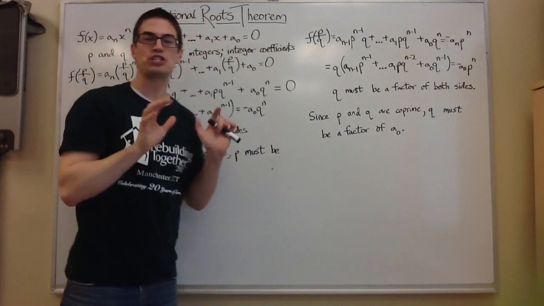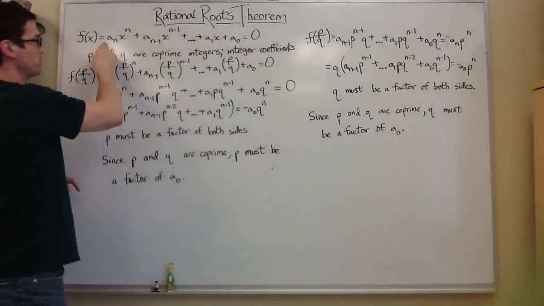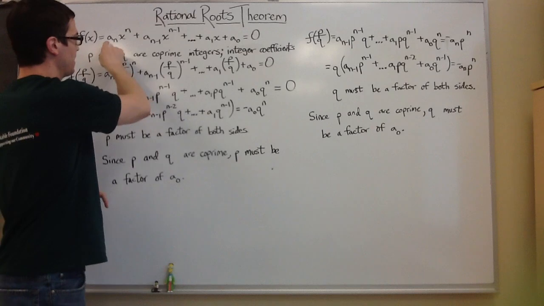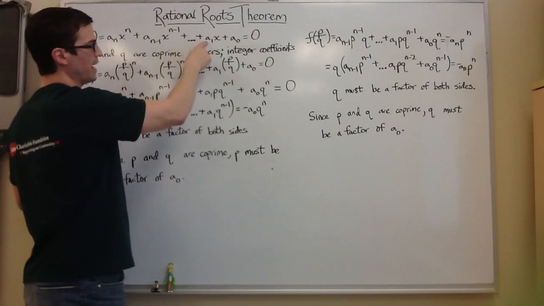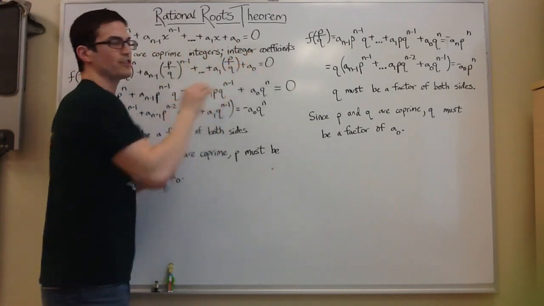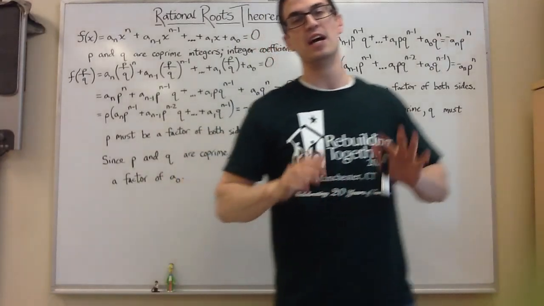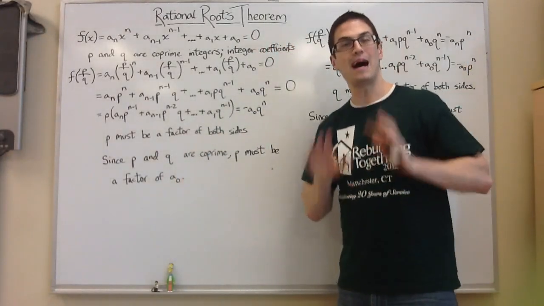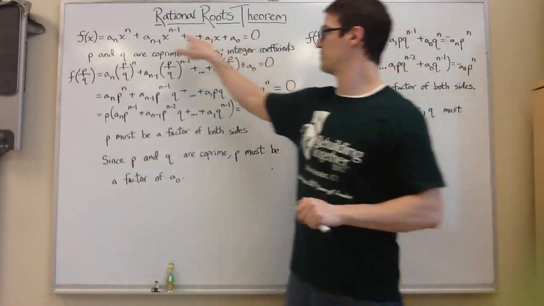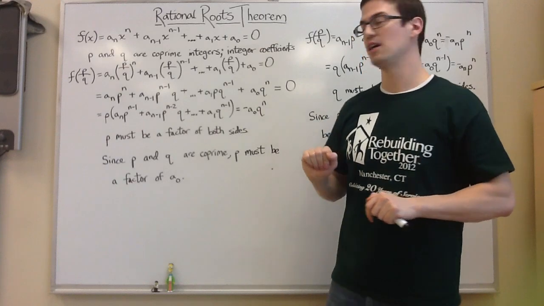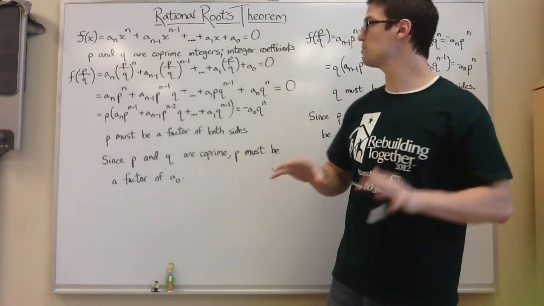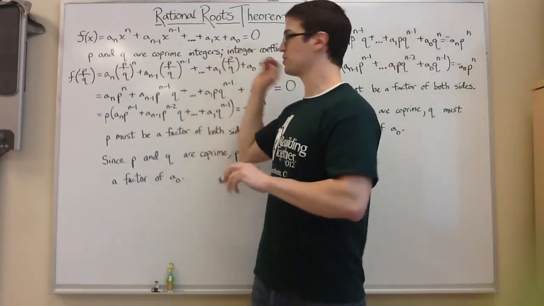This is just going to be our standard polynomial. And I'm just using these coefficients of a_{n-1}, a_1, and a_0. And these are integer coefficients. It's really important. The rational roots theorem will only possibly work if these are all integer coefficients. Okay? It's only going to possibly work if these are integer coefficients.